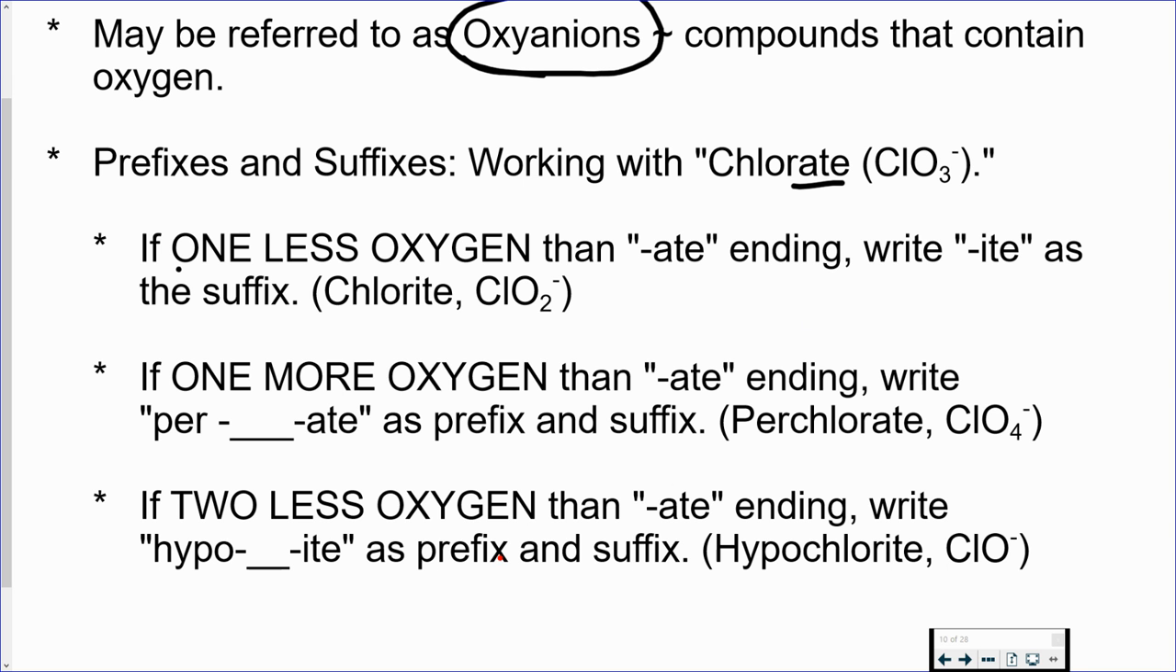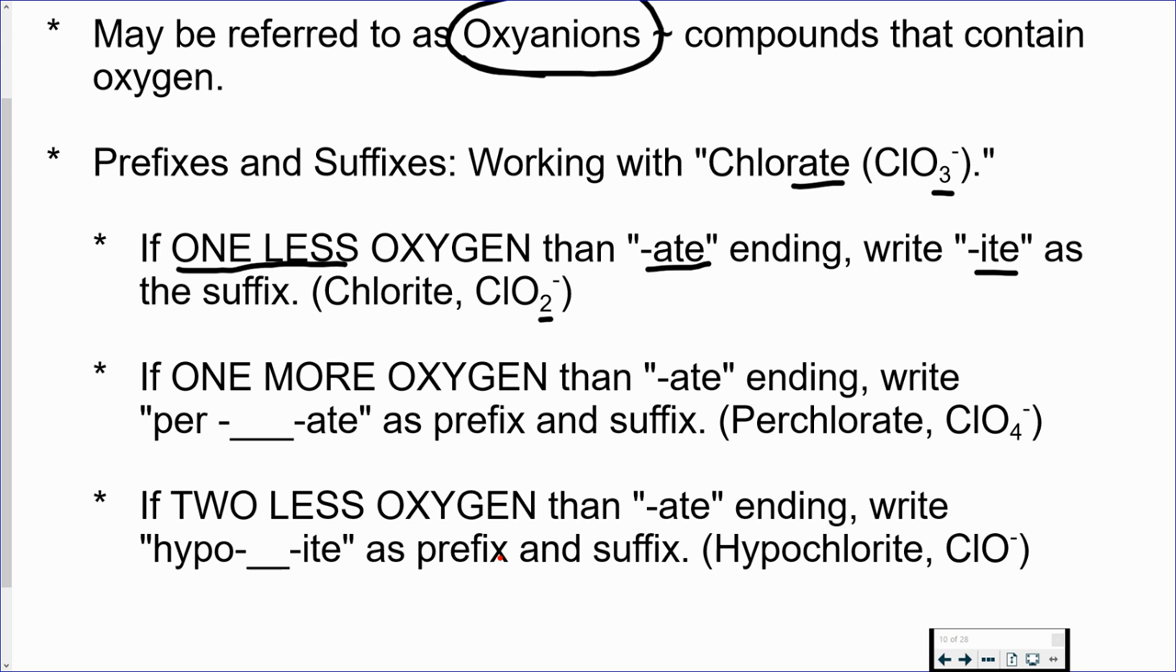So the first thing that we want to talk about is what happens if you get one less oxygen. So looking at chlorate, this is going to be our example. Chlorate has 3 oxygens. So if I lose an oxygen, I now have 2 oxygens there. What ends up happening is I'm going to drop the -ate at the end and replace it with -ite. So therefore, it goes from chlorate to chlorite.